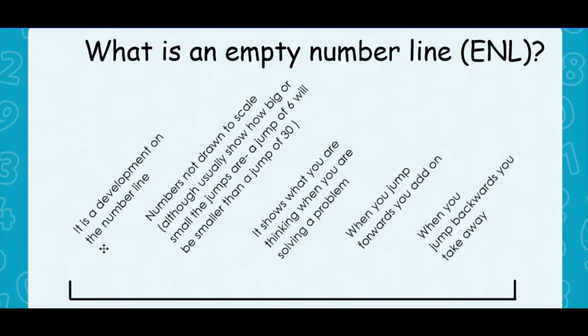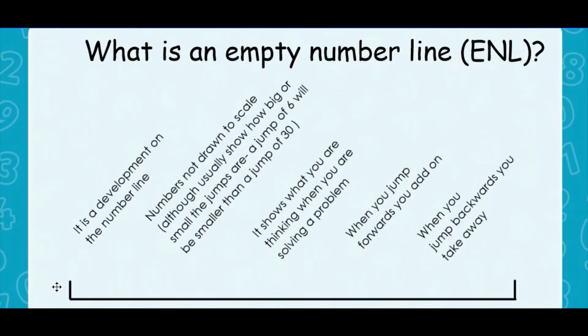So instead of trying to scale it, so we've got 2, 4, 6, 8, what we're going to do instead is just try and show roughly how big or small our jumps are. So a jump of 6 will be smaller than a jump of 30. And that's the only way we need to really scale our empty number line. The purpose of it is to show what you are thinking when you are solving a problem.